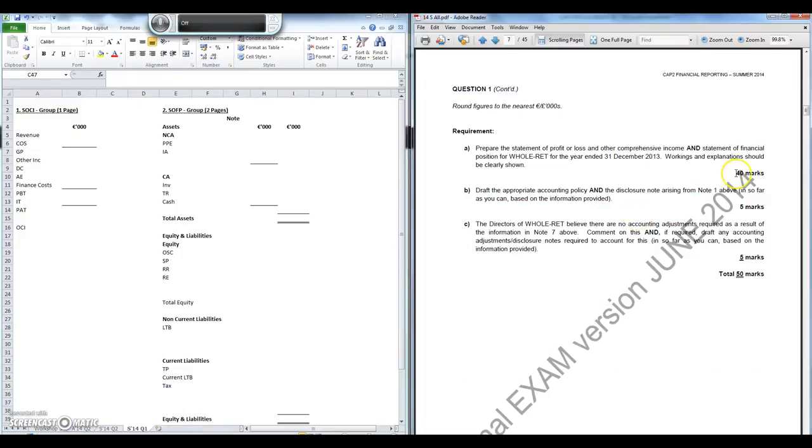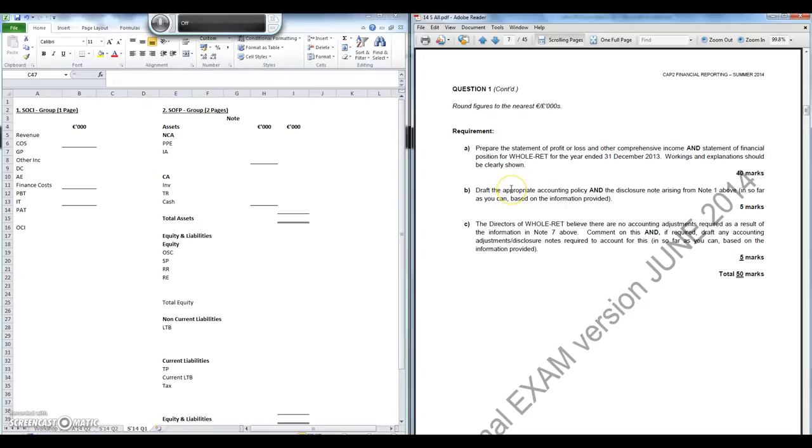So if we go back and look at the question, summer 14, again go to the requirements first. For 40 marks, or 40% of your paper, you're asked for a profit and loss and comprehensive income statement and a statement of financial position. So straight away, even without reading the question, we know we don't have to worry about a cash flow statement. We don't have to worry about a statement of changes in equity. We're only focused on the two primary ones.